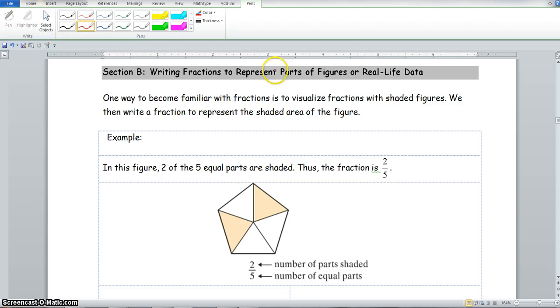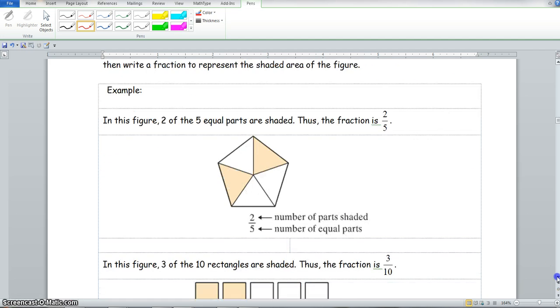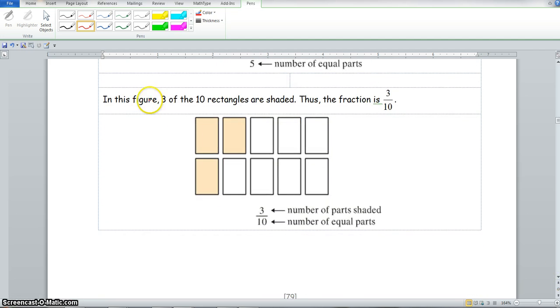Now, writing fractions to represent parts of figures or real-life data. One way to become familiar with fractions is to visualize fractions with shaded figures. We then write a fraction to represent the shaded area of the figure. In this figure, 2 of the 5 equal parts are shaded. Thus, the fraction is 2/5. So we have 2, which is being considered of the whole number of equal parts, which is 5. So it'll be 2/5.